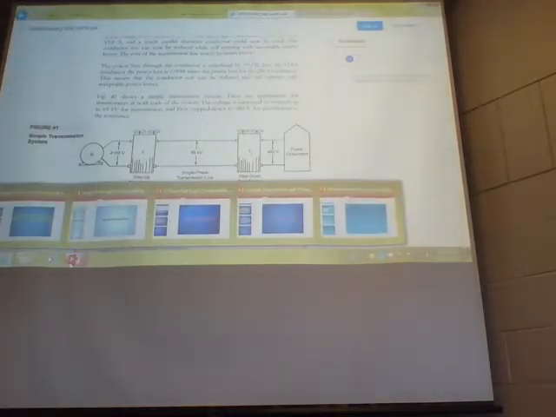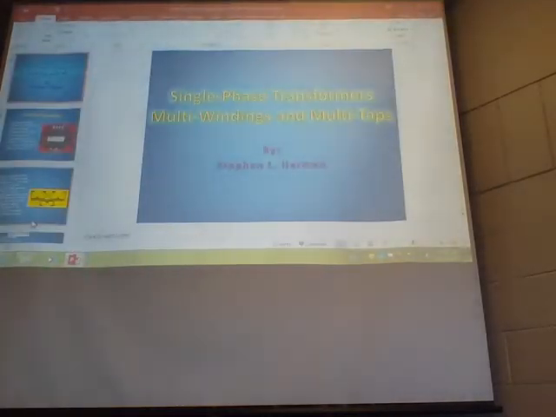There's one more type of transformer that you may run into, may see in control panels.